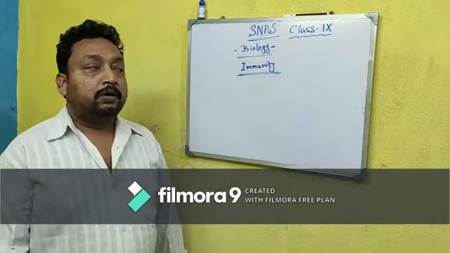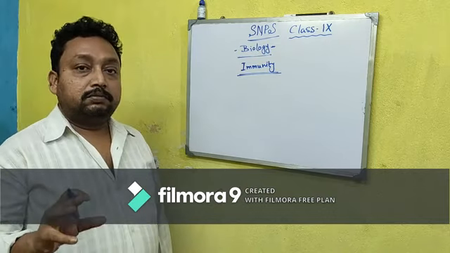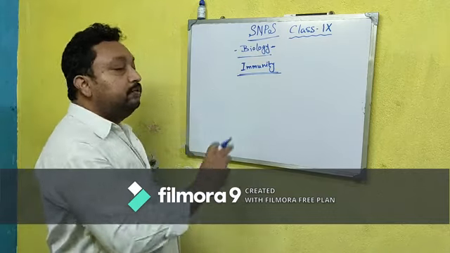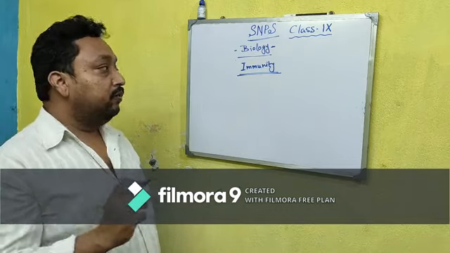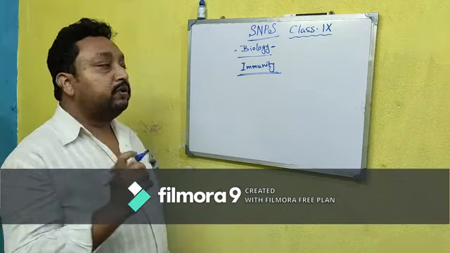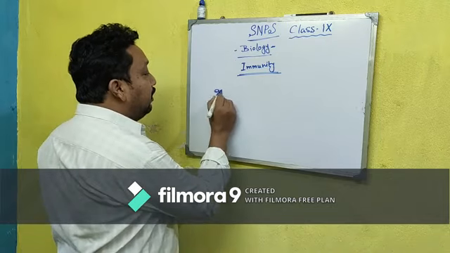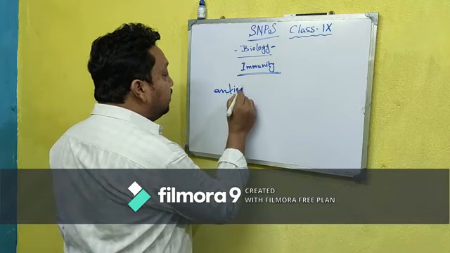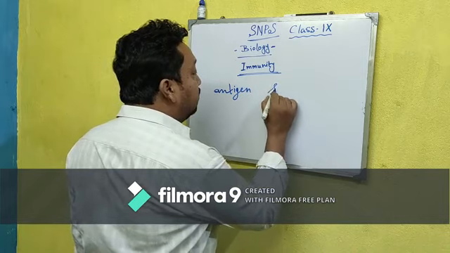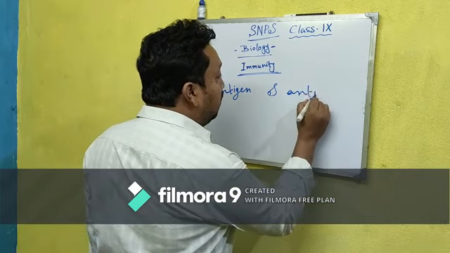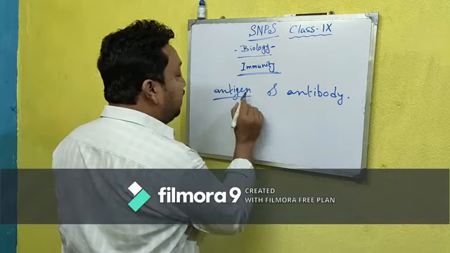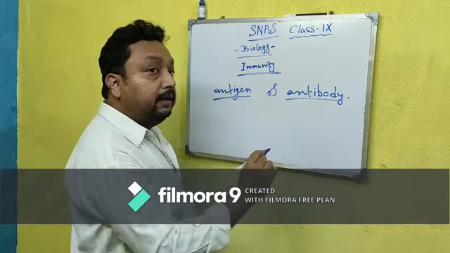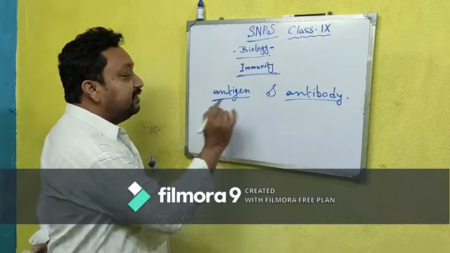So, to understand what is immunity, you have to know the main two terms, that is antigen and antibody. Antigen and antibody. What is antigen?